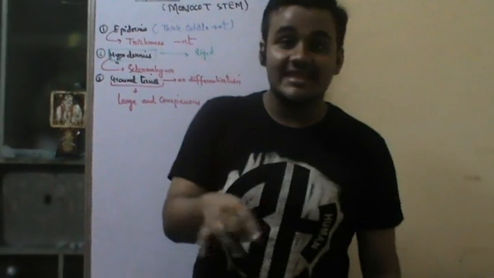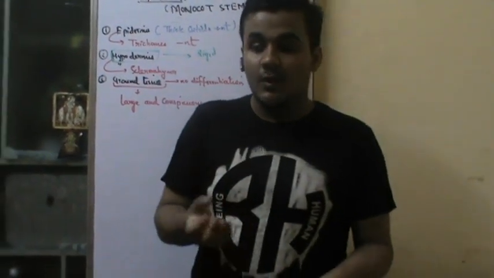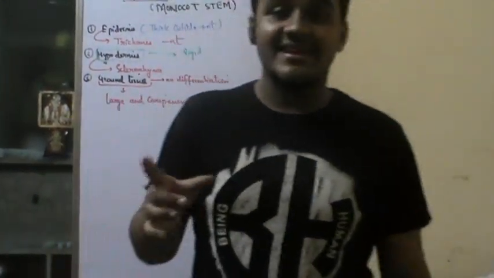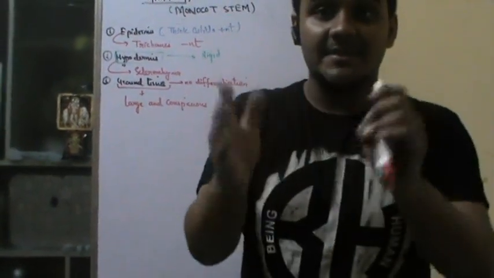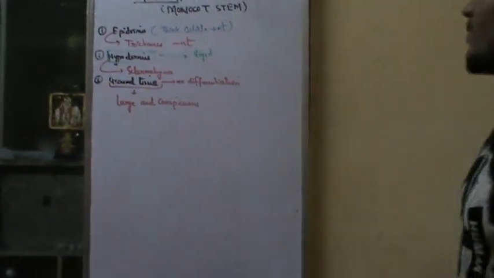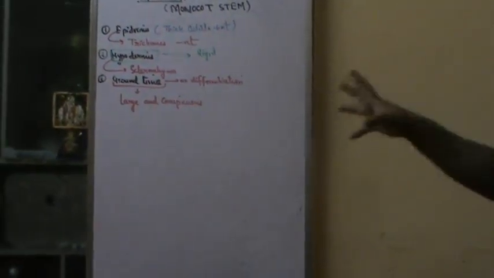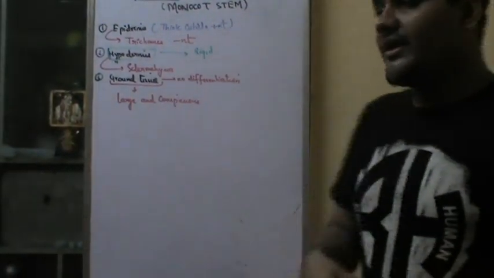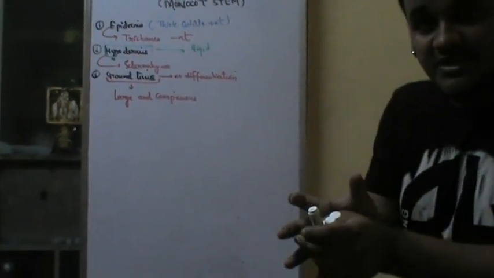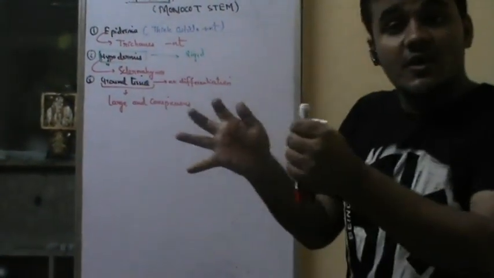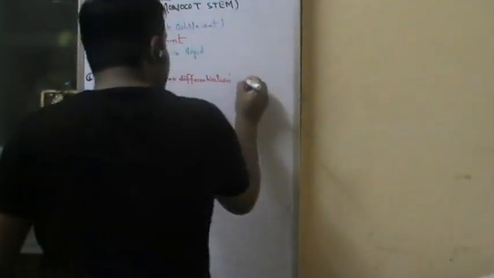Ab ek cheez bata thi maine, recall in case of dicot stem, there was something which was resin canal. Resin canal was something that was for water conduction, and that was schizogenous, formed by separation of cells. बहुत ही बेटा इंपॉर्टेंट बात है तुम्हें याद रखना. In some monocot stem, not all, in case of some monocot stem, like grasses and wheat, the central portion of the ground tissue solubilizes and becomes some structure.